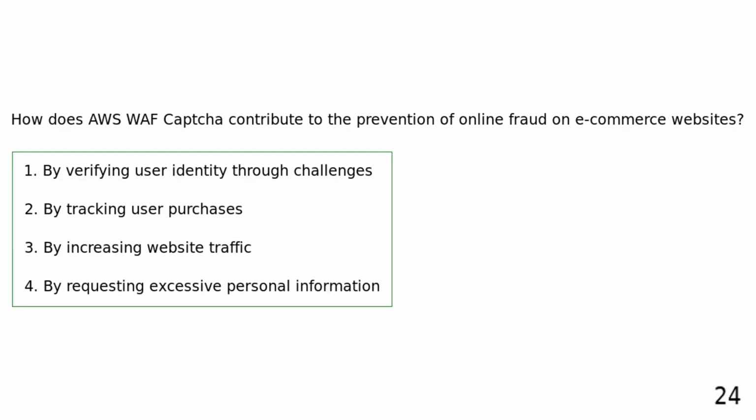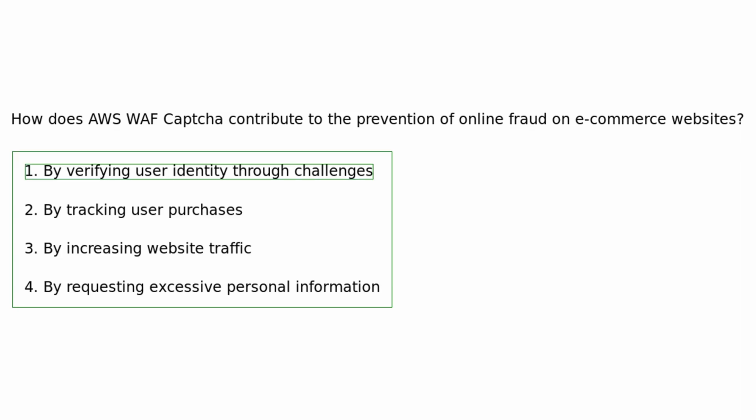How does AWS WAF Captcha contribute to the prevention of online fraud on e-commerce websites? By verifying user identity through challenges. By tracking user purchases. By increasing website traffic. By requesting excessive personal information. AWS WAF Captcha contributes to the prevention of online fraud on e-commerce websites by verifying user identity through challenges that are difficult for bots to solve, reducing the risk of fraudulent transactions.